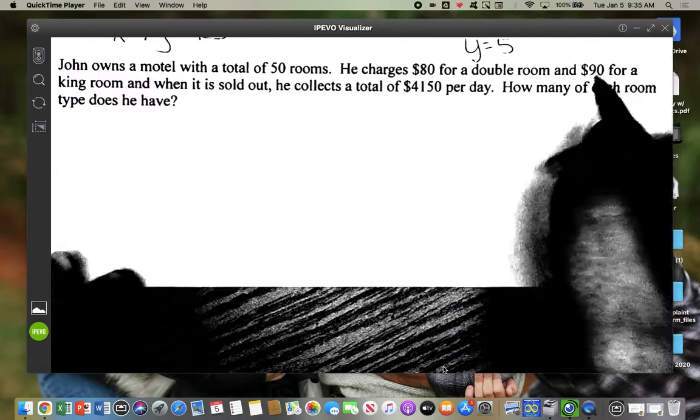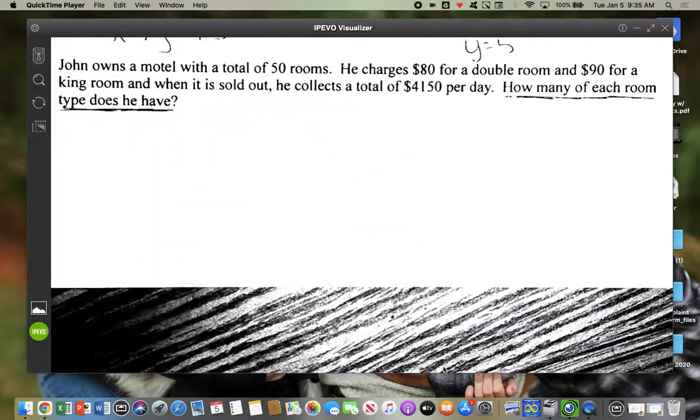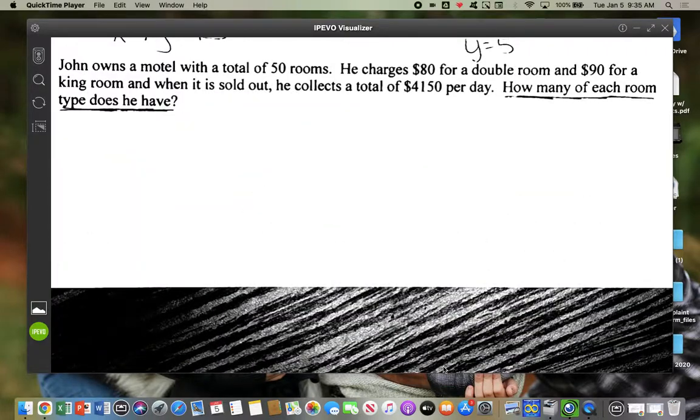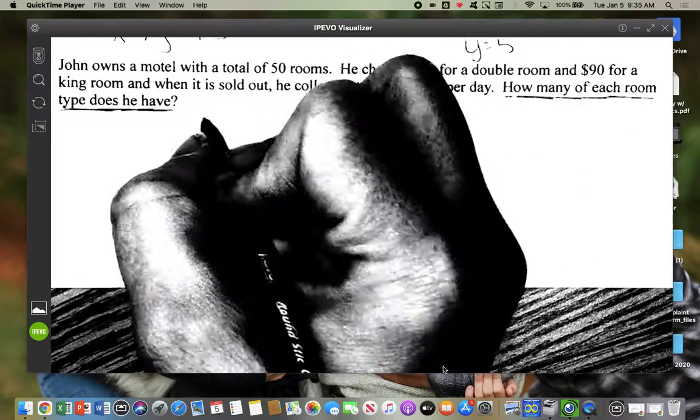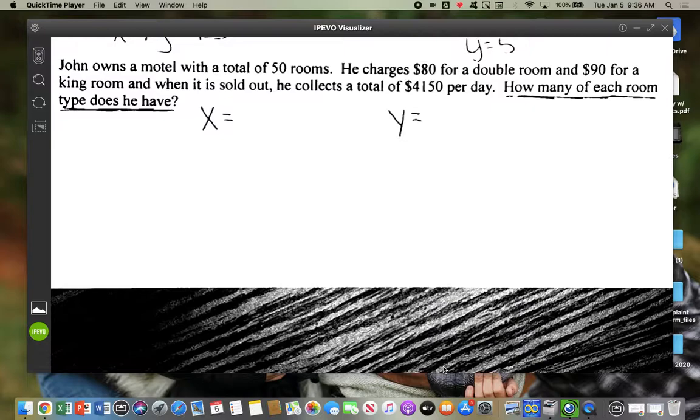So what are we trying to find out about the rooms? Do we want to know the price of the room, or do we want to know how many rooms we have? All right, we want to know how many. So we're looking for a number. Whenever we label it, it's not going to be a dollar sign. We want to know how many of each room. So the first thing we have to do is decide, we have X and we have Y. We have 2 different types of rooms.